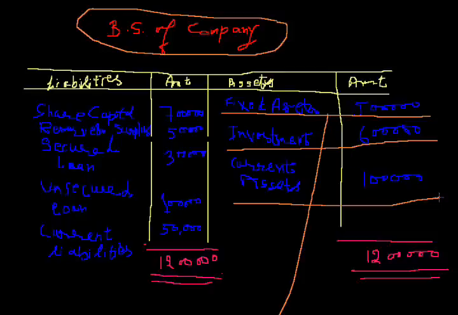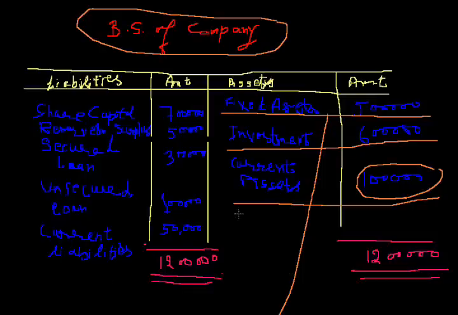In current assets we should add debtors, cash, bank, and outstanding incomes, advance expenditures.